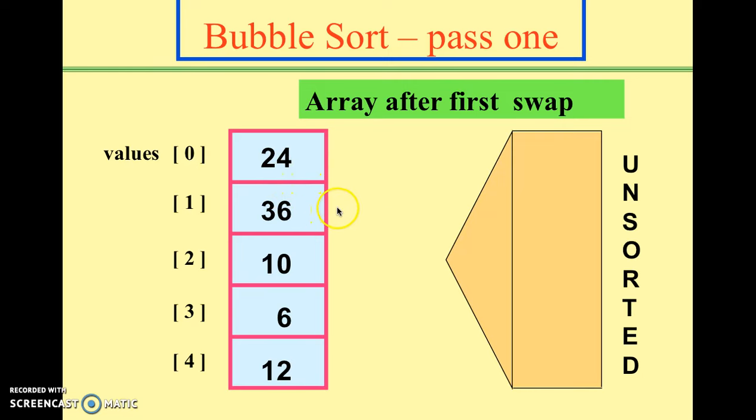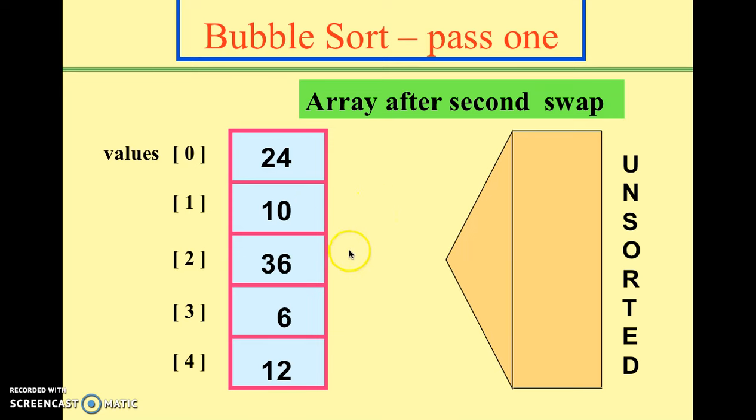So then we're going to compare the next 2, 36 and 10. And here we again see that 36 is larger than 10. So that's incorrect order. So we swap them. 10 should come before 36. And when we do that, the array after the second swap looks like this. Notice in each swap, we have kept the correct order, and correspondingly, the larger value is bubbling towards the end, where it should be in the sorted array.